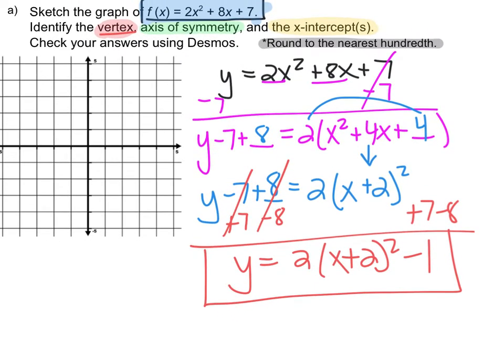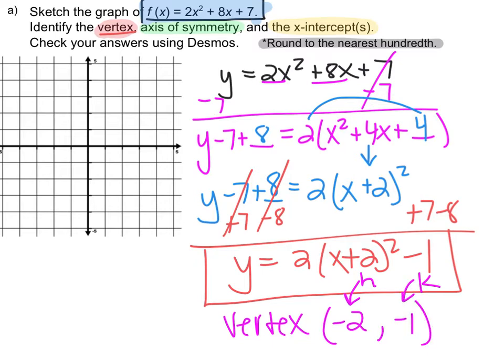So our vertex in standard form is our h value and our k value. The h value is pulling out of parentheses. Whenever you take anything out of the parentheses, we're going to change the sign. So if that's an x plus 2, the h value is a negative 2. The k value is not in parentheses, so that stays a negative 1. So our vertex is negative 2, negative 1. I can put that on my graph, and I'm just going to label it with a V so I know that's the vertex.